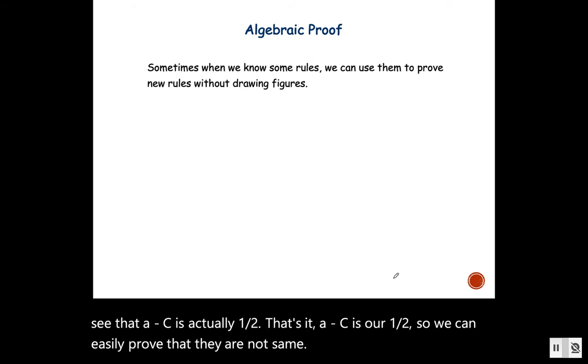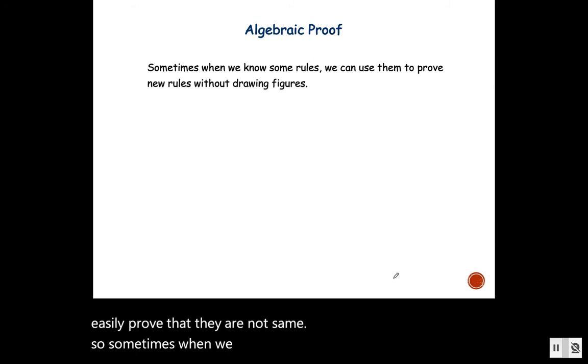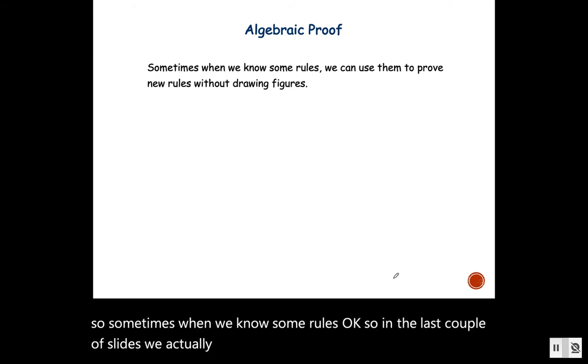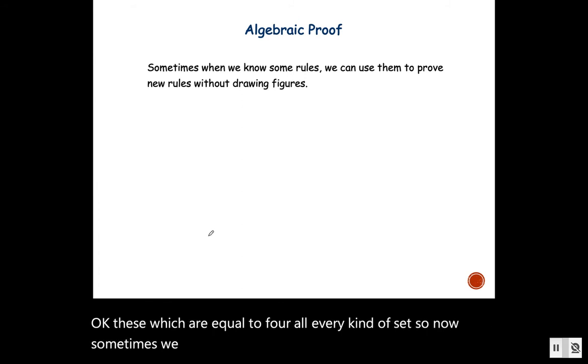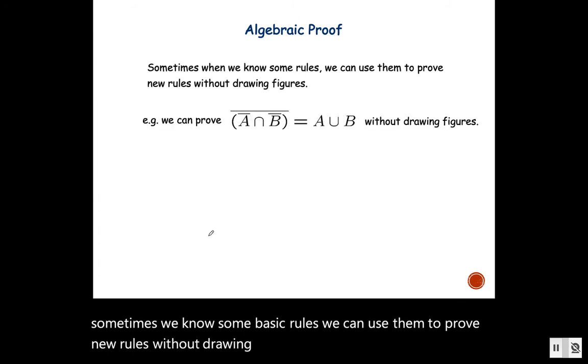So sometimes when we know some rules, in the last couple of slides we actually saw some basic laws or basic rules of sets, which hold for every kind of set. Now sometimes we know some basic rules, and we can use them to prove new rules without drawing a figure. For example, we can prove this without drawing a figure.